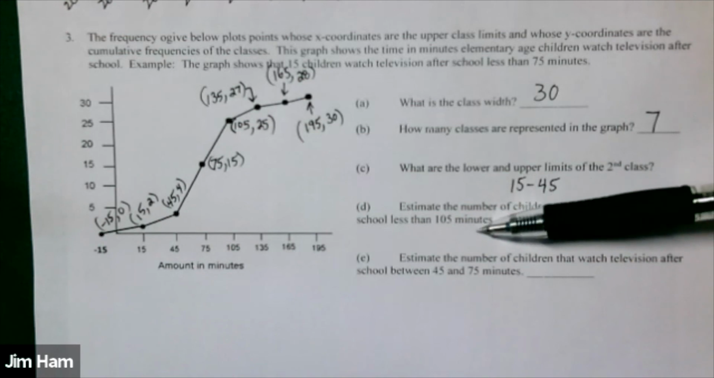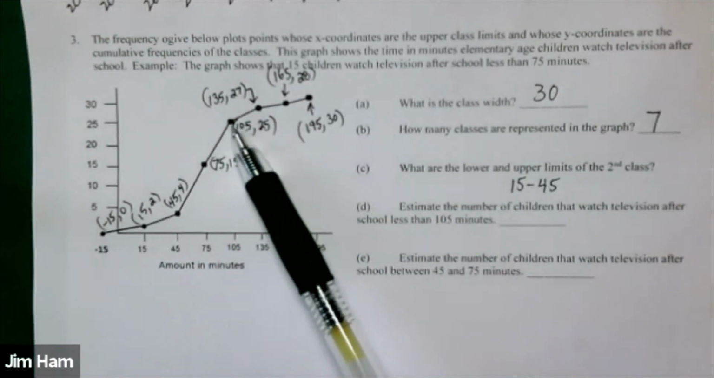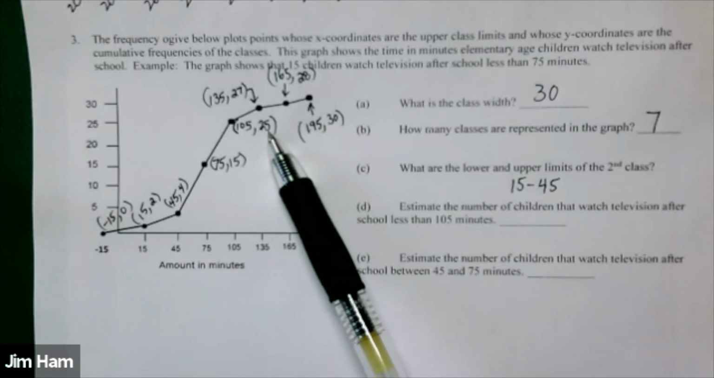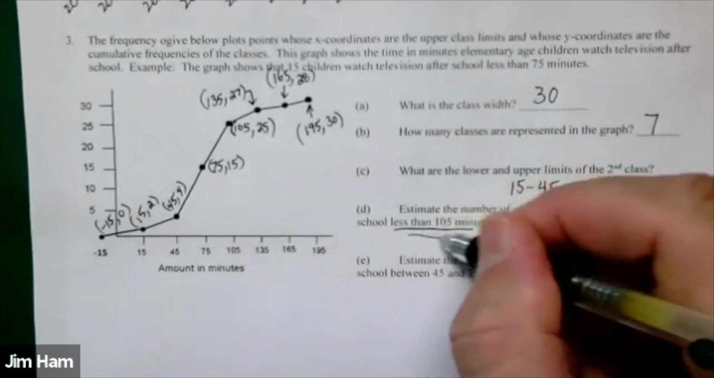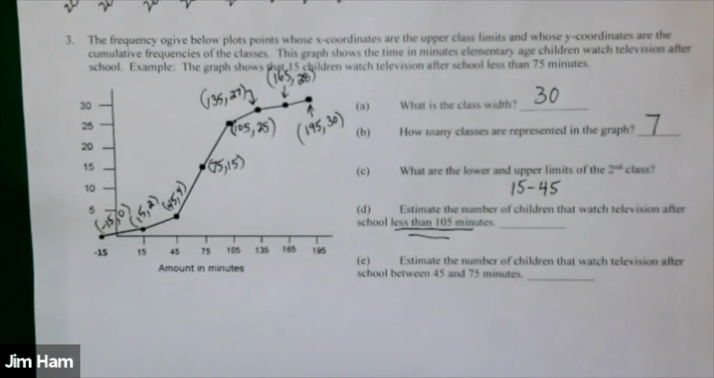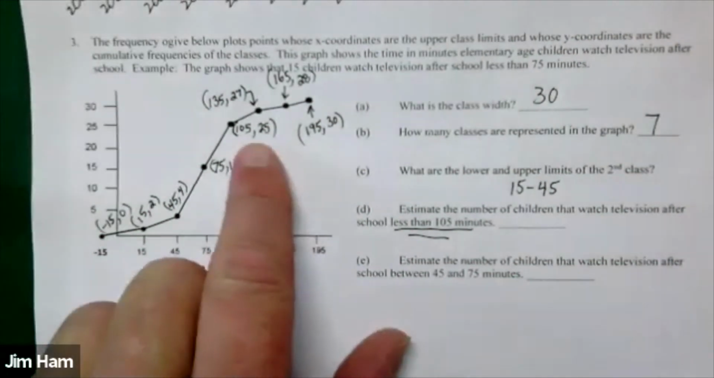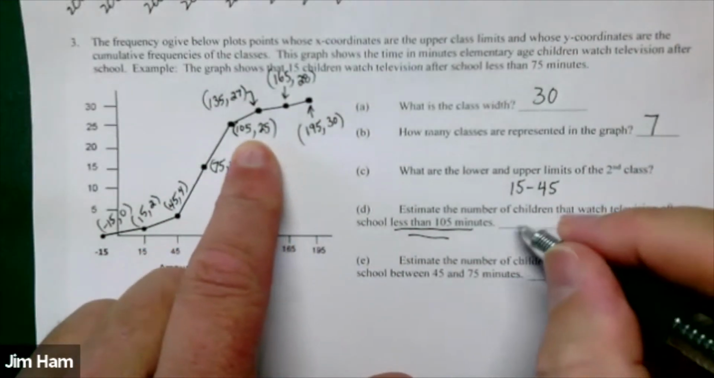So the way that you would interpret this is you go to 105, and you see the frequency that corresponds to that is 25. And so the benefit of ogives is that it gives us the number of data values at or less than a particular class. So we can read the number of students right off of this point.